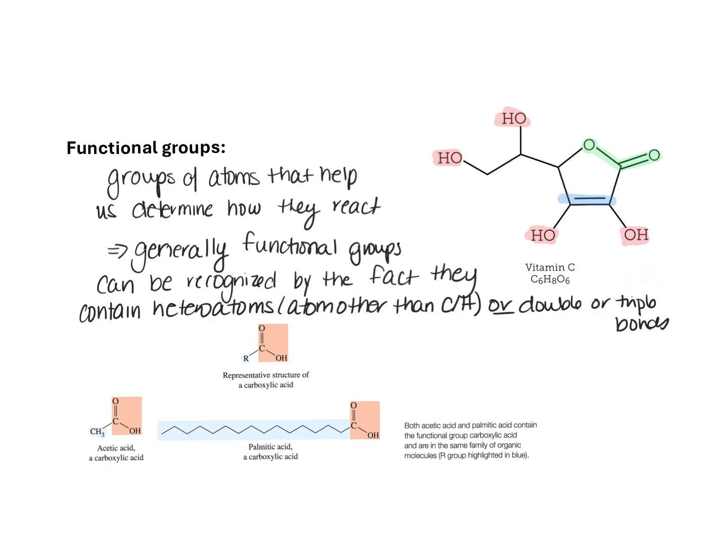Before we jump into functional groups, I want to talk about an abbreviation that you'll see every so often, this R abbreviation. So, for example, if we have a carboxylic acid functional group, which is a C double bonded to an O with an OH, the reactivity is really here. So, when we look at, for example, acetic acid, which is the molecule found in vinegar, or palmitic acid, which is a fatty acid here, both of these contain the functional group, the carboxylic acid. So they're in the same family of organic molecules.